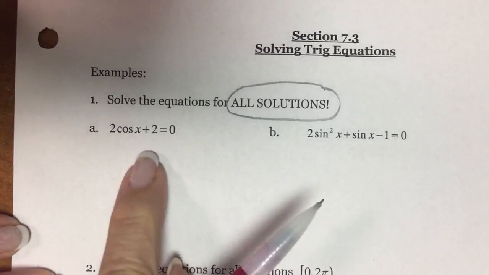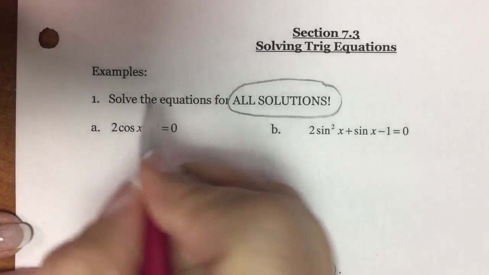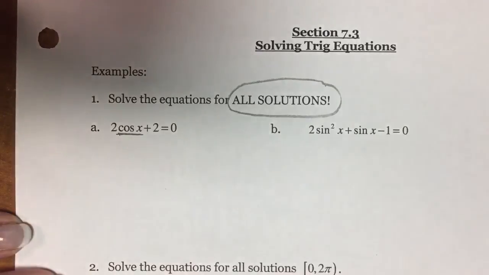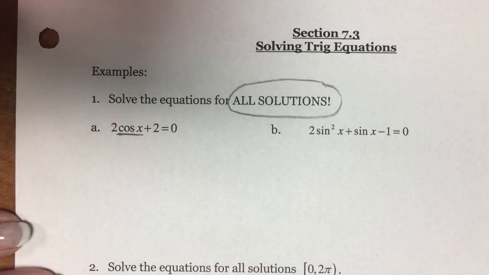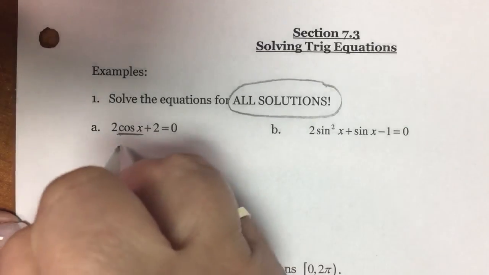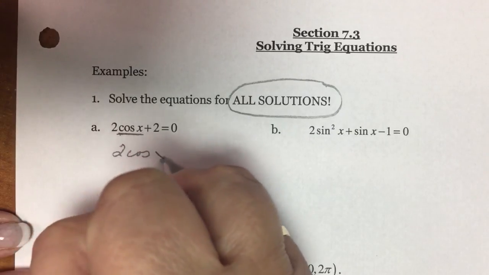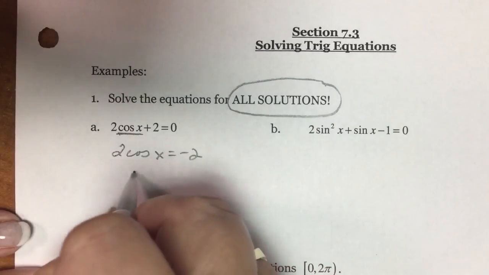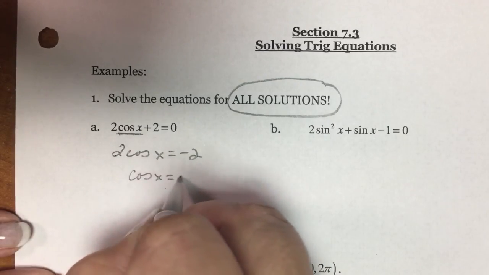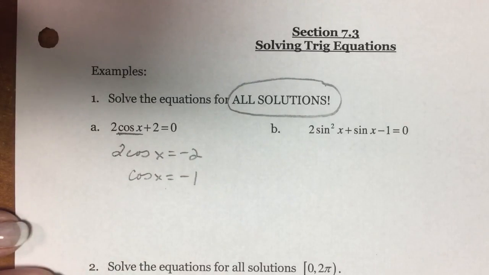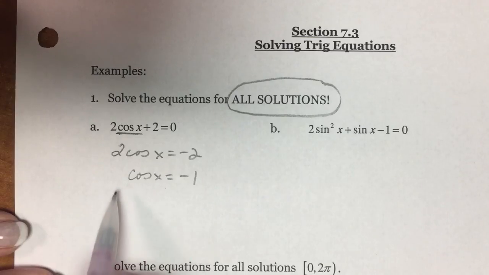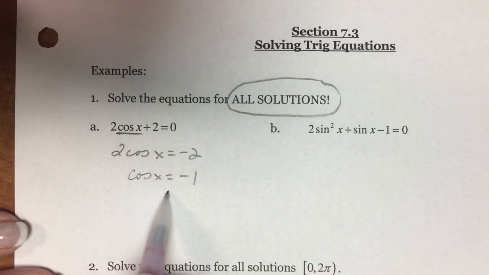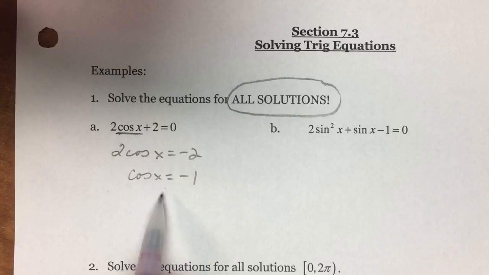So let's go ahead and solve this. We need to get the cosine x alone on one side, so let's subtract 2, and then let's divide by -2. You could go ahead and take the inverse cosine of both sides, but for me, that's just another step.